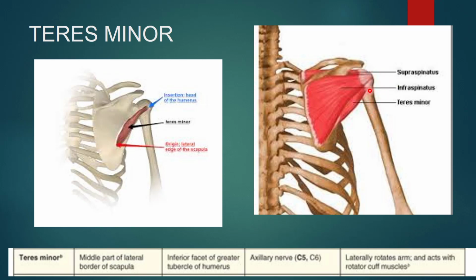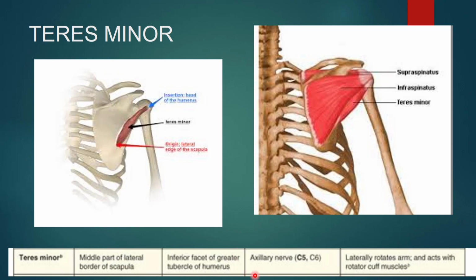So we have discussed three muscles. Number one was supraspinatus, then infraspinatus, and then teres minor muscle, which are inserted over the greater tubercle of the humerus. In the exam, they can ask you what are the three muscles which are inserted over the greater tubercle of the humerus. So the answer is supraspinatus on the superior facet, infraspinatus on the middle facet, and teres minor on the inferior facet of the greater tubercle of the humerus.